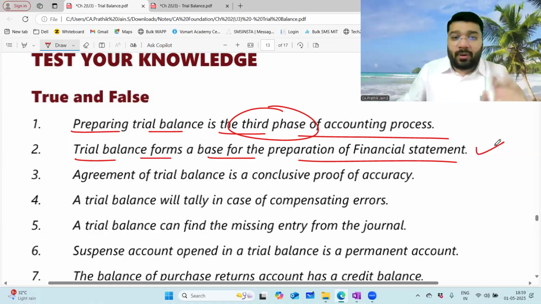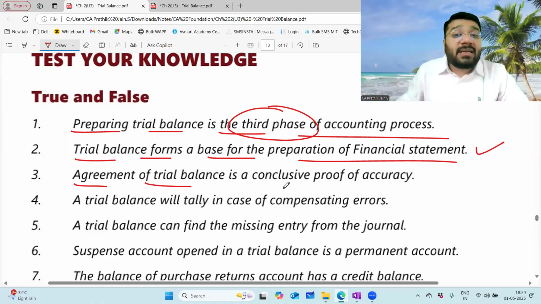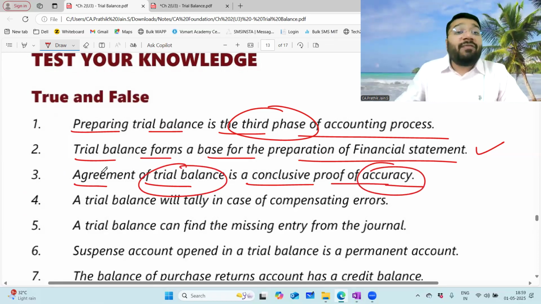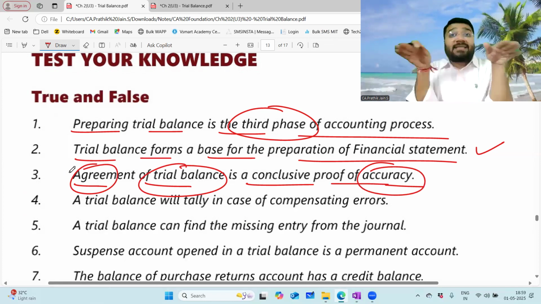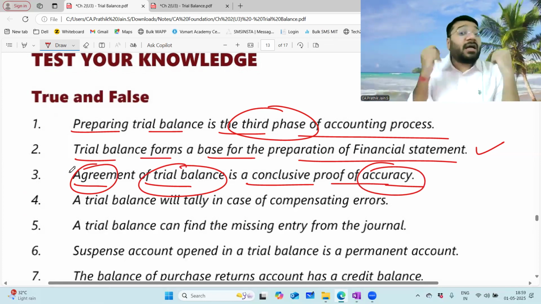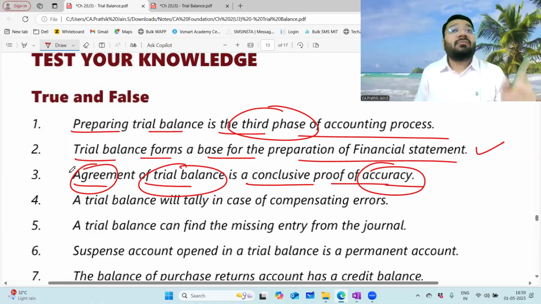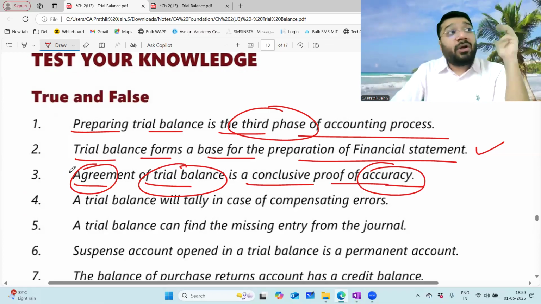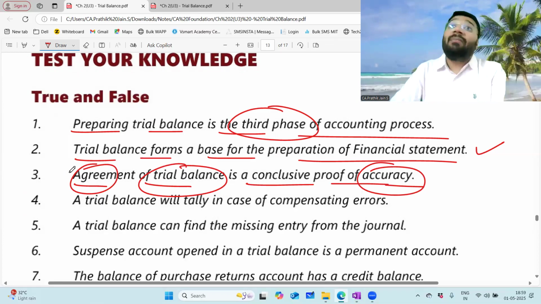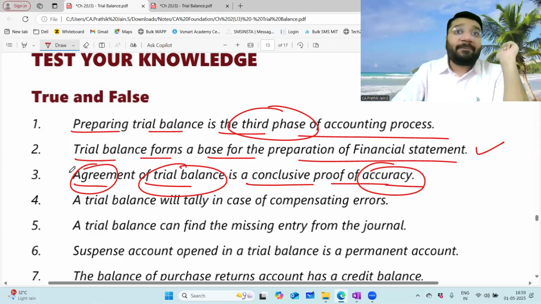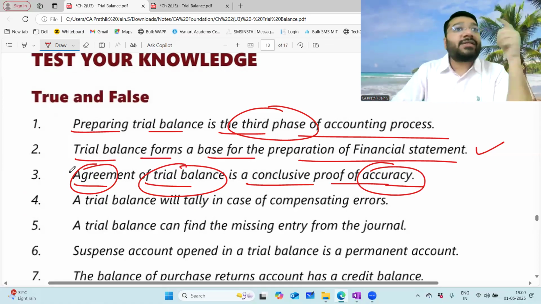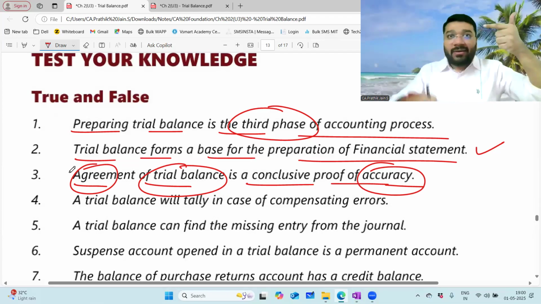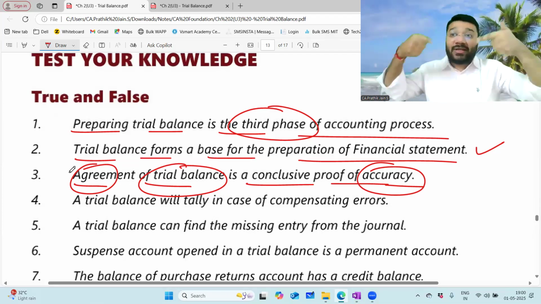Any problem? No problem. Agreement of the trial balance is a conclusive proof of accuracy, which means the trial balance is accurate. How do you know? When the trial balance total tallies, it is conclusive evidence that your trial balance is accurate. Not possible. See, a single-sided mistake you will be able to find out because the trial balance will not tally. But double-sided mistakes, I gave an example in the last class. What is it? Omission. If I omit the entire transaction, the debit aspect is gone, the credit also gone. So if you record 10,000 less, what will happen?